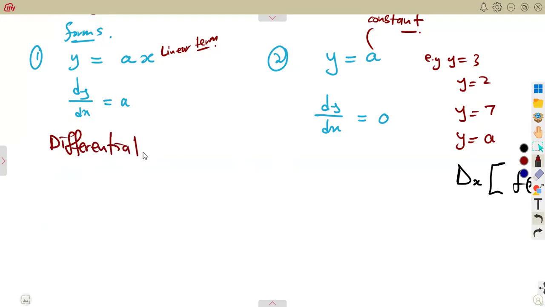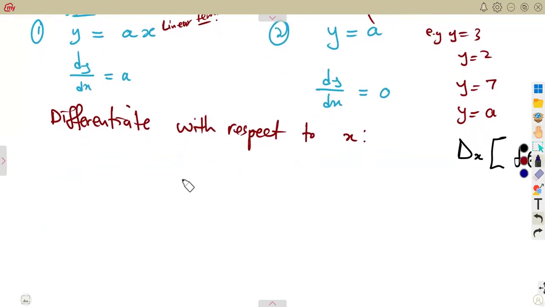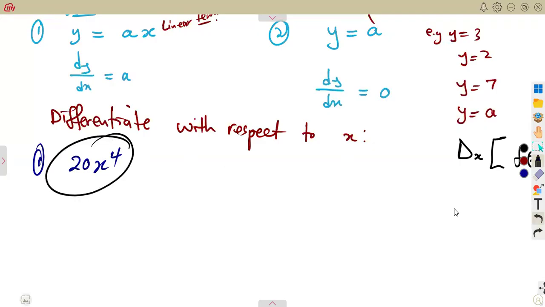Differentiate with respect to x. With respect to x. So whatever you are given is with respect to x. So let's say we are given y, just a question like they can give us something like 20x to the exponent of 4. You're asked to differentiate with respect to x. It's up to you, the format, the way that you're going to write.